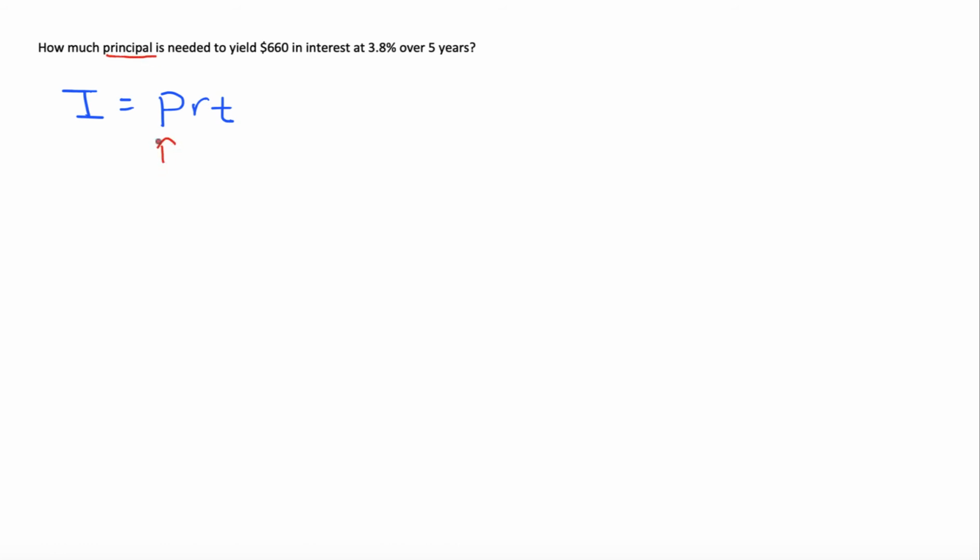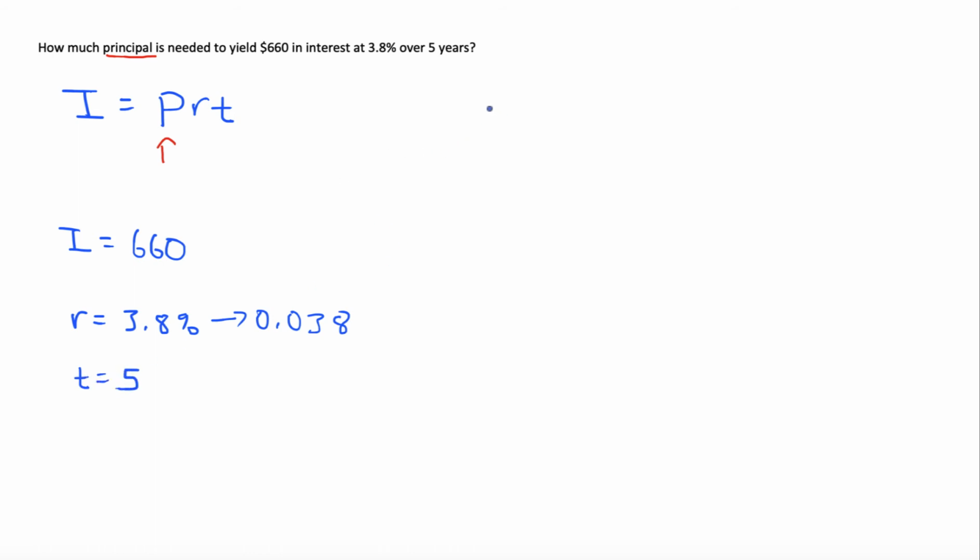Okay? So that means we should know the interest, the rate, and the time, right? So what do we have in this case? The interest, right? We are yielding the $660, so that is how much is gained. So I is going to equal $660. The rate is 3.8%. Now, just a reminder, when we use the percent in the calculation, we have to convert this into the decimal form. So let's move the decimal point 2 spots to the left. Okay, so we'll use that 0.038. The time in this case is 5 years.